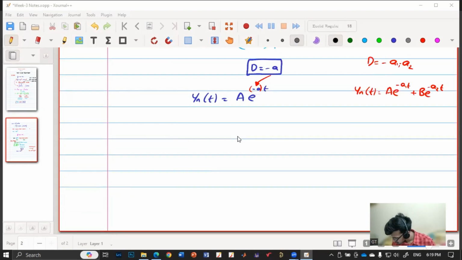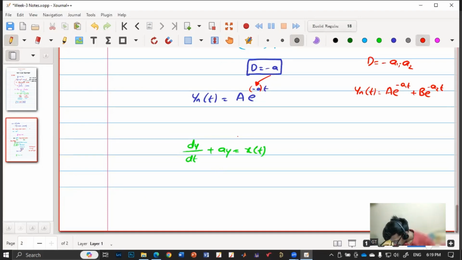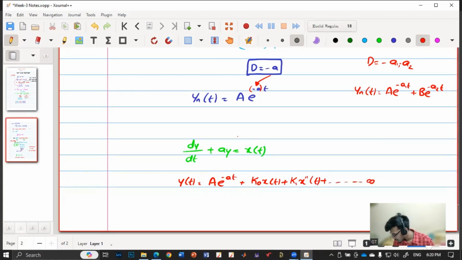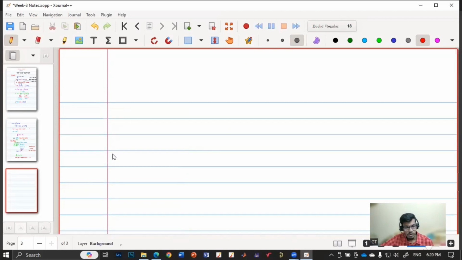So let me just write. If my equation is dy by dt plus ay is equals to x of t, I got y of t is equals to a into e to the power minus at plus k naught x of t plus k1 x dash t plus up to some infinite terms until the derivative of the x of t becomes 0. Okay. So now let us quickly solve one example.